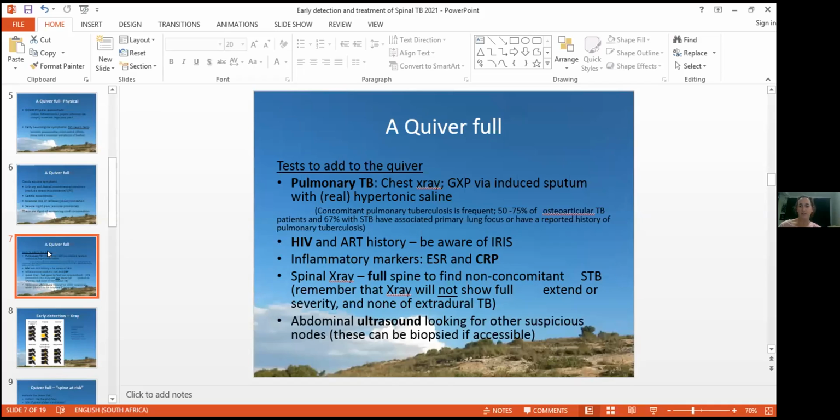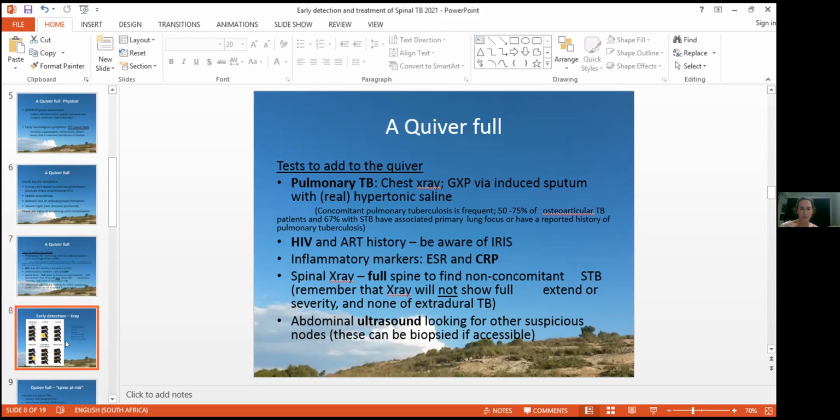Abdominal ultrasound. If you have access to ultrasounds, and most rural hospitals have an ultrasound machine in maternity, and if you're lucky, you have an ultrasonographer or a doctor who's trained in ultrasound, and they can be really helpful. So you can look for other suspicious nodes, and obviously that's just another thing to add to your clinical reasoning.